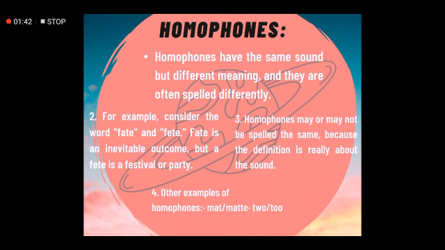Continue with homophones. Homophones have the same sound but different meanings, and they are often spelled differently. For example, consider the words fate and fete. Fate is an inevitable outcome, but a fete is a festival or party. Homophones may or may not be spelled the same because the definition is really about the sound. Other examples of homophones: meat, meet, do, to.